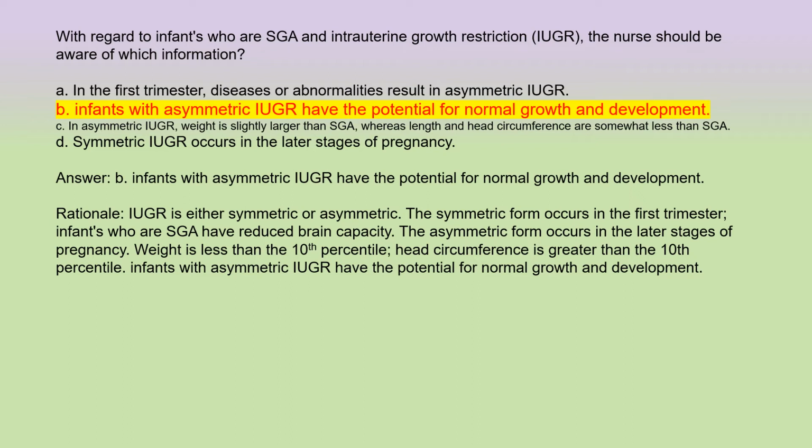Answer: B. Infants with asymmetric IUGR have the potential for normal growth and development. Rationale: IUGR is either symmetric or asymmetric. The symmetric form occurs in the first trimester. Infants who are SGA have reduced brain capacity. The asymmetric form occurs in the later stages of pregnancy. Weight is less than the 10th percentile. Head circumference is greater than the 10th percentile. Infants with asymmetric IUGR have the potential for normal growth and development.